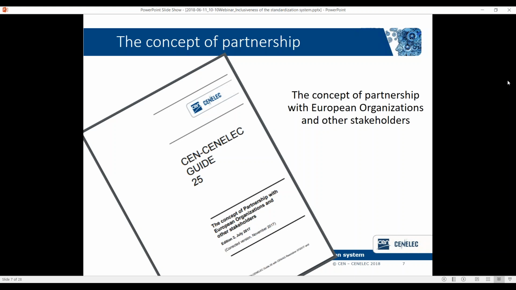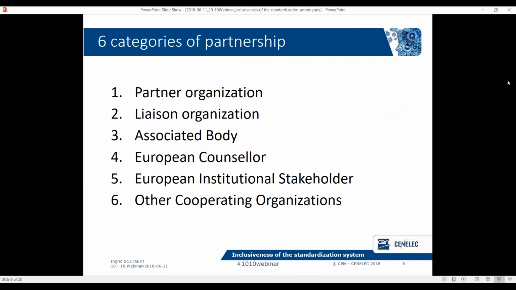These partnerships are developed taking into account the complementary roles of each partner and are respectful of the different levels at which such cooperation may take place, be it at national or European level. Therefore, partnerships developed under Guide 25 do not remove the need for the members of the partner organization to participate in the work of their national standard bodies and national electrotechnical committees, where national opinions are formed, votes are decided, and consensus has to be reached.